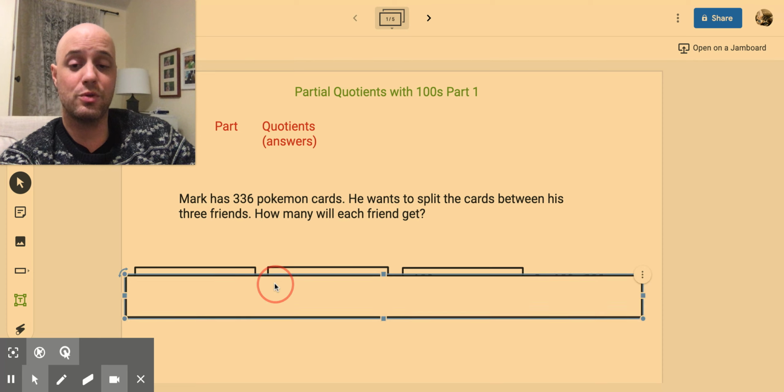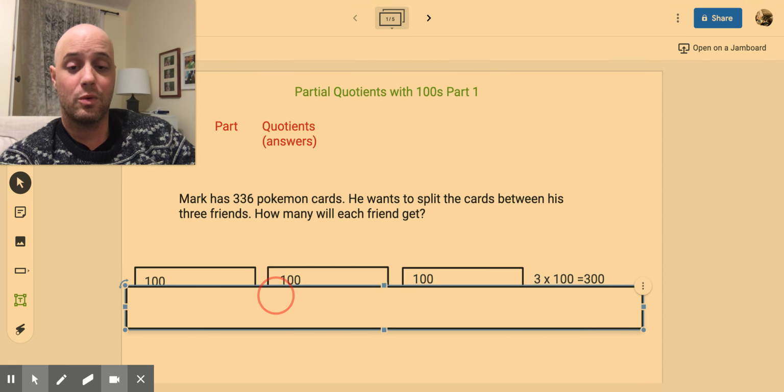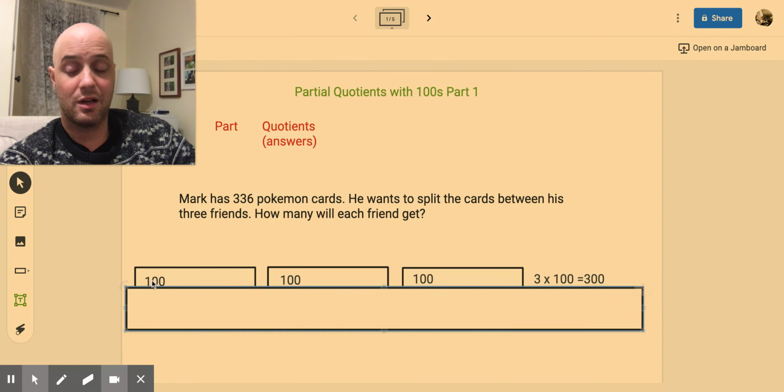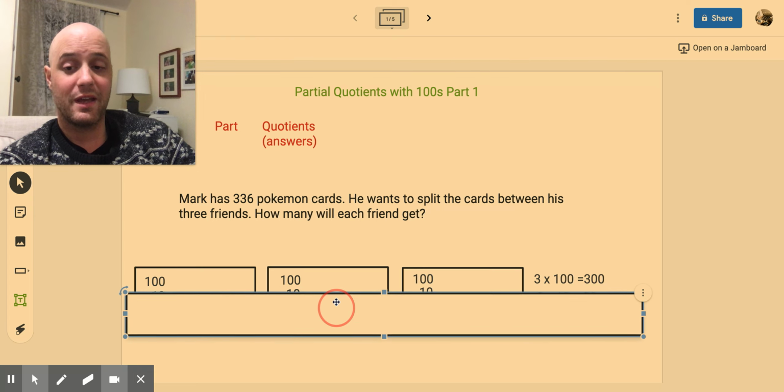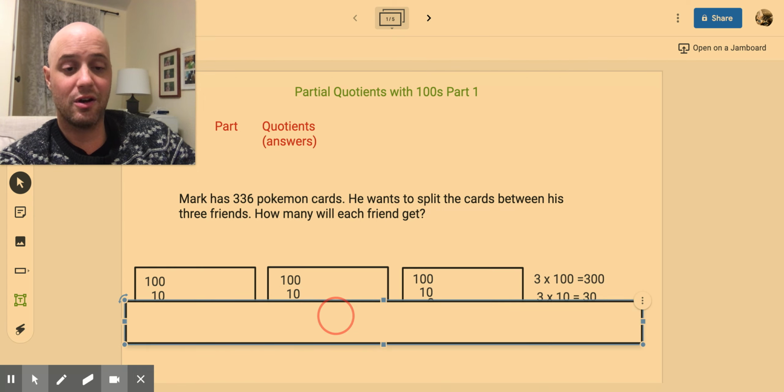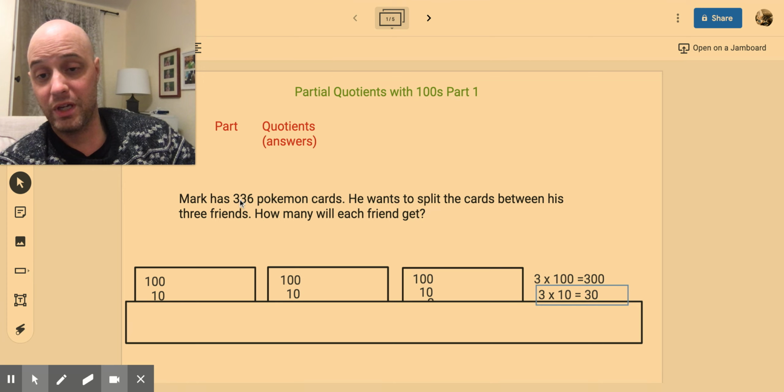So if we're doing this, we could say each friend gets 100 cards. And that would be 3 times 100, 300. So far we've divided up 300 of the 336 total cards. Then we could say each friend gets 10 cards. 3 times 10 is 30. So currently we've divided up 330 of the 336 cards.